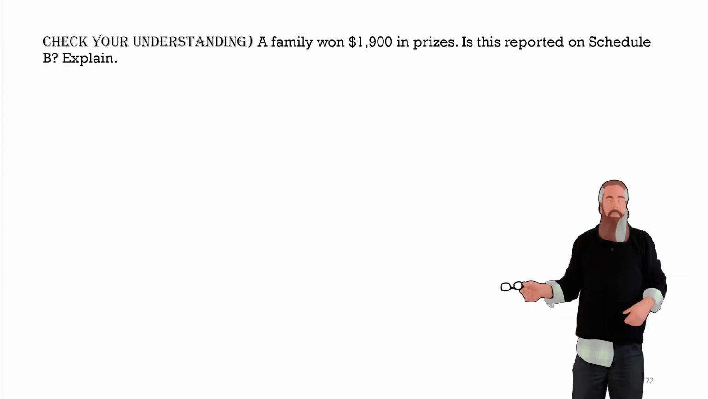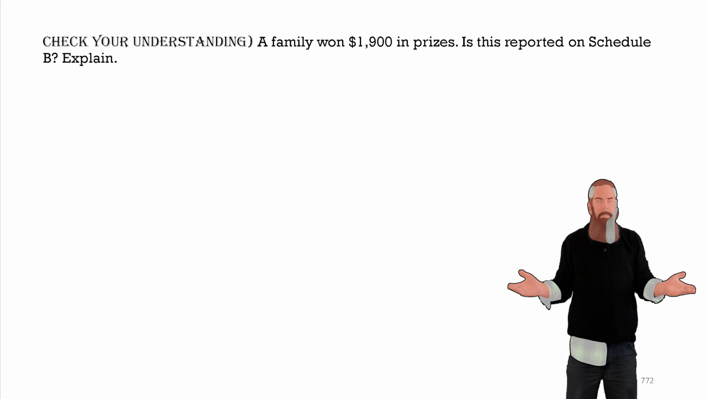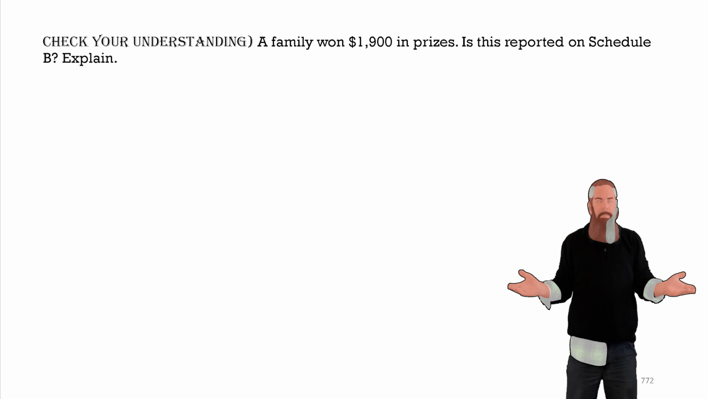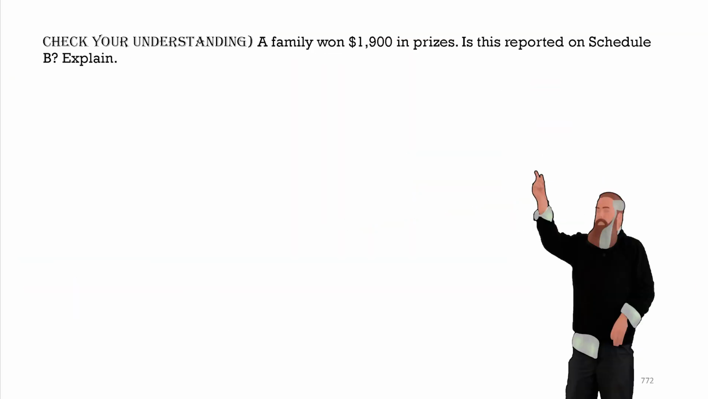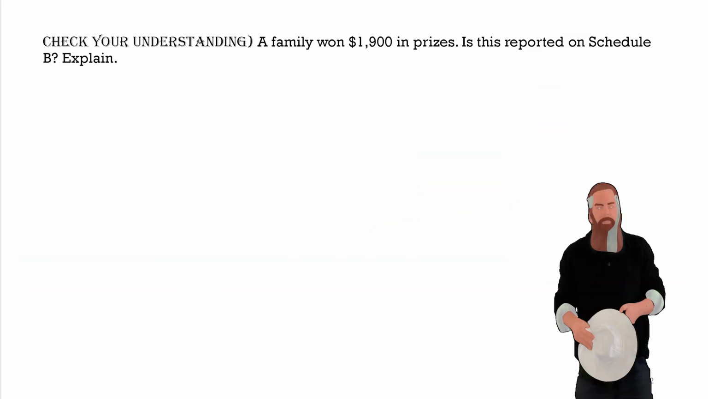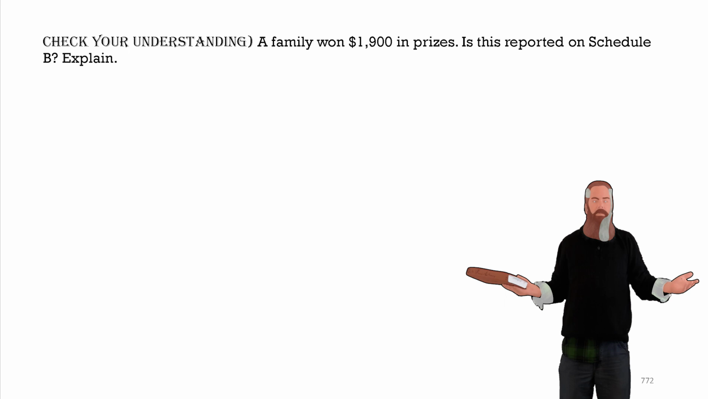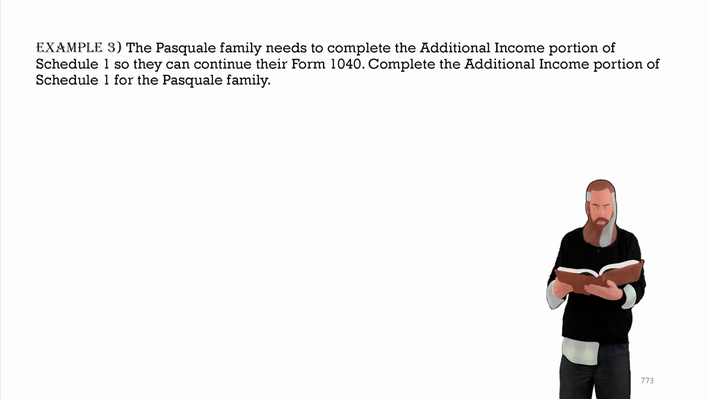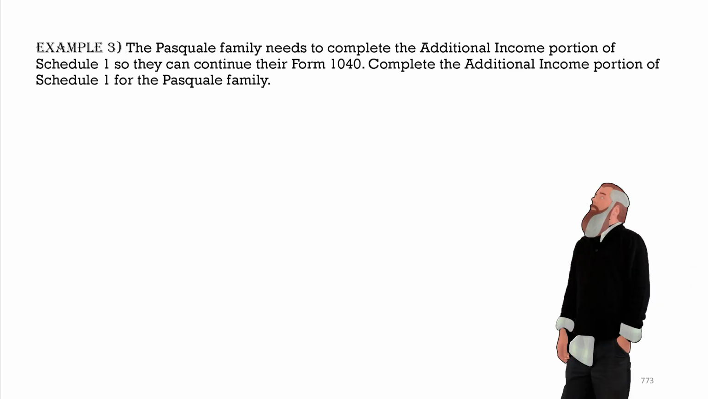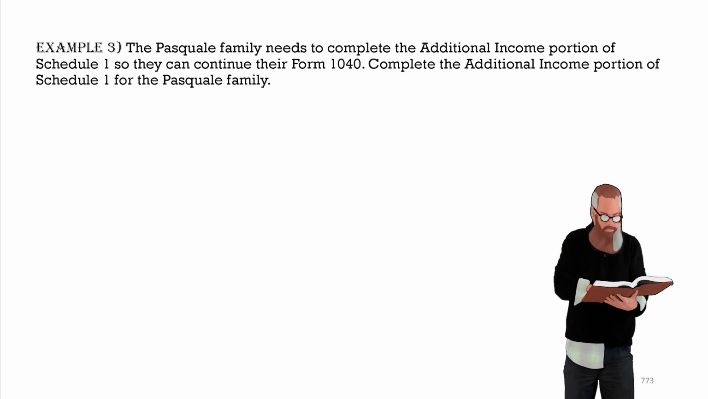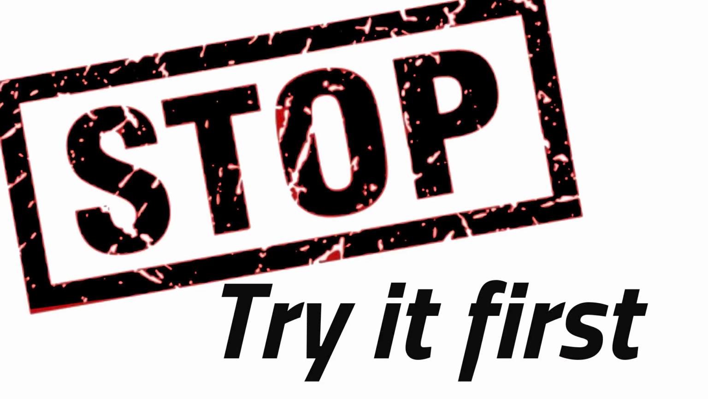Let's check our understanding. A family won $1,900 in prizes. Is this reported on the Schedule B? And explain. No, it's going to be reported on a Schedule 1 and transferred to Form 1040. Schedule B is only for interest and dividend income. The Pasquale family needs to compute the additional income portion of the Schedule 1 so they can continue their Form 1040. Complete the additional income portion of Schedule 1 for the Pasquale family.